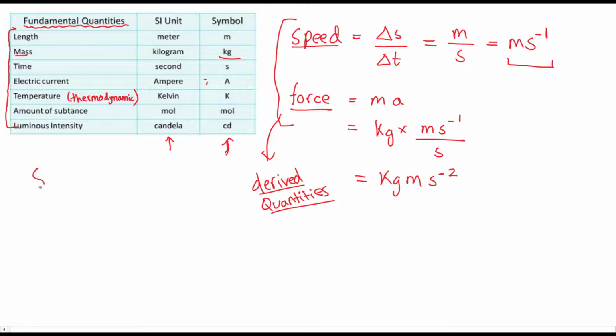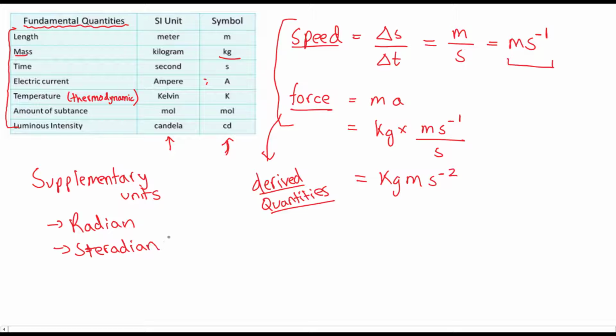Now it's important to note there are some units called supplementary units, which would include the radian and the steradian. You must have heard of at least the radian in trigonometry, I presume. We'll discuss these later, maybe in a future video where we're using trigonometry especially. But for now, just know that they also exist, I guess.